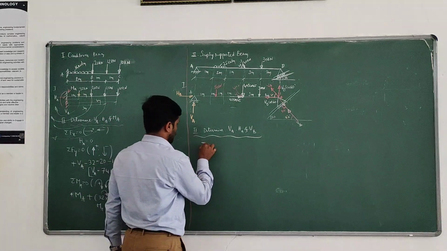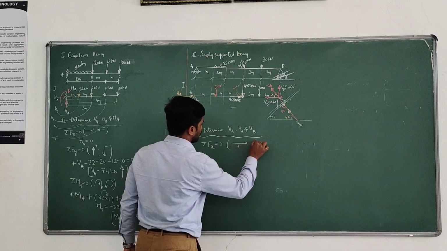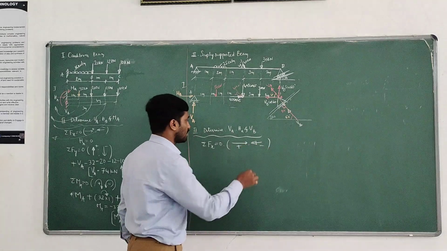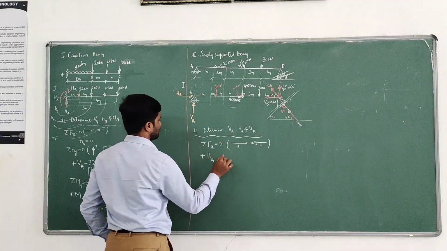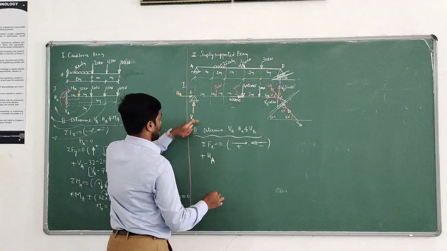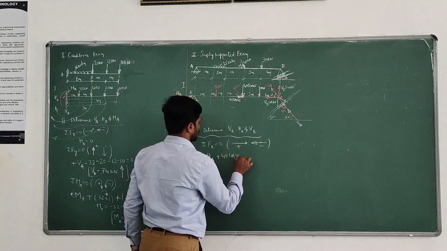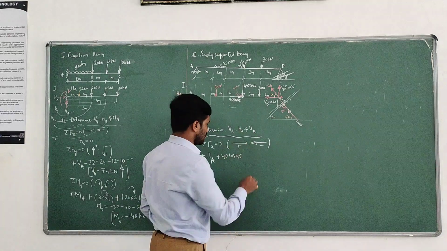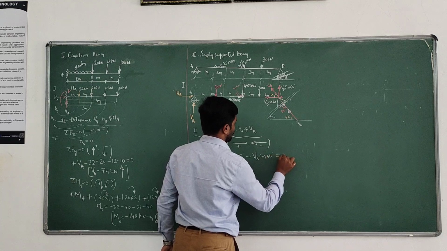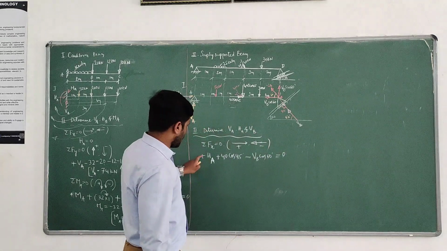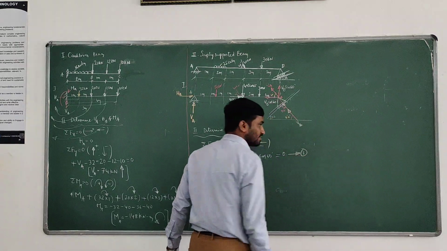The first equilibrium condition, sigma Fx equals 0. All horizontal right side forces are positive, left side forces are negative, by assumption. Therefore, plus HA plus 40 cos 45 plus 40 cos 45 minus VB cos 60 equals 0. Here we have HA as unknown and VB as unknown, so take this as equation number 1.